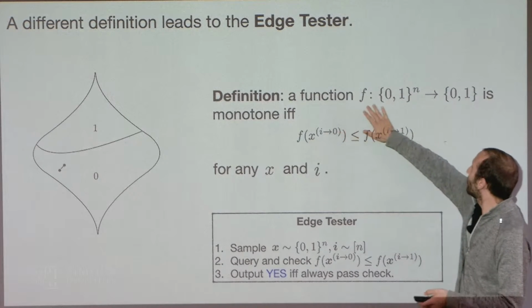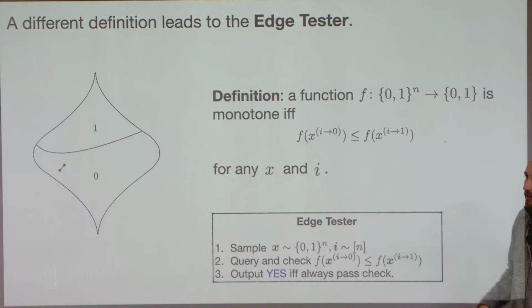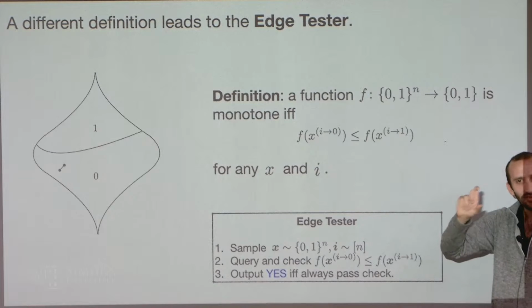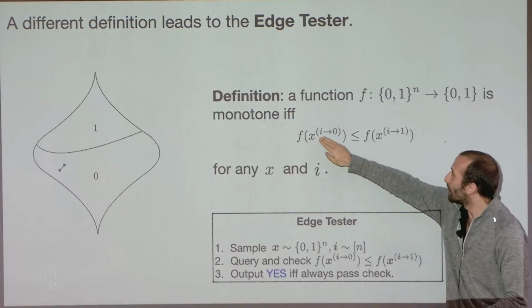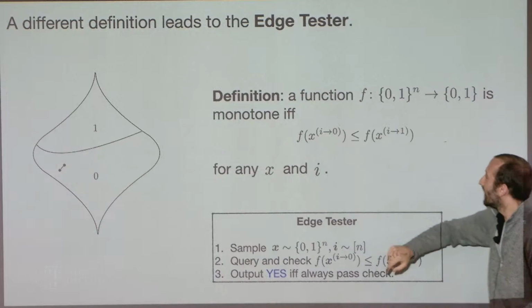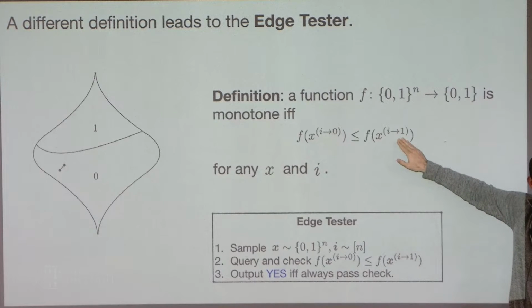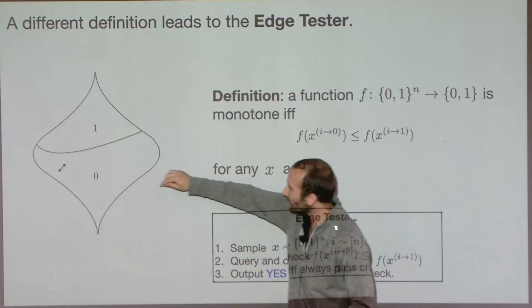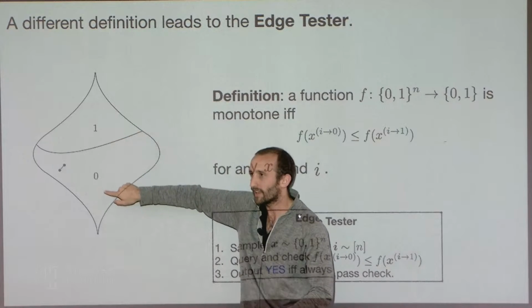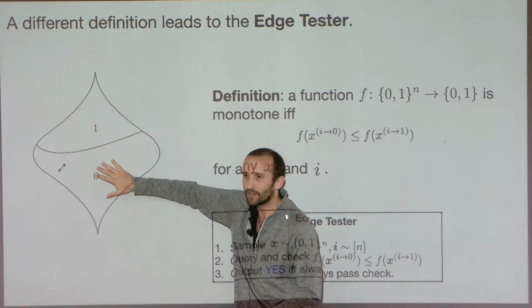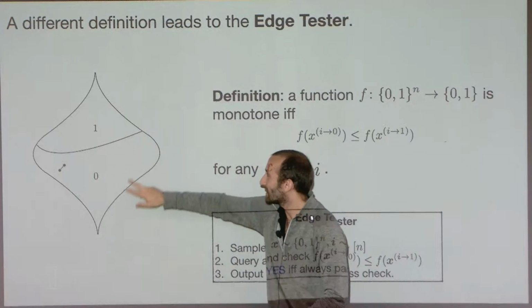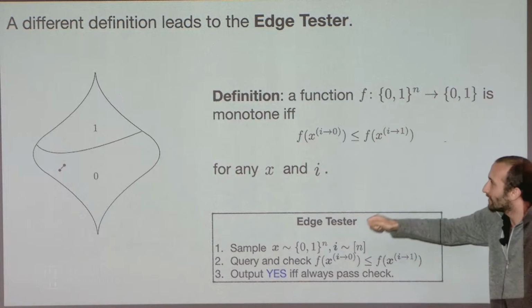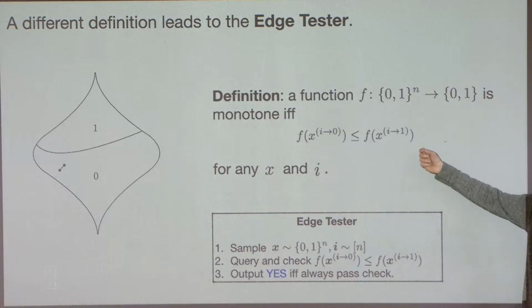A function f is monotone if and only if it suffices to check my condition of monotonicity on two strings: x where the ith bit is set to 0, and x where the ith bit is set to 1, for any x and i. Before, the definition was that for any pair of inputs x and y where x lies below y, the value can only go from 0 to 1. It suffices to take two inputs which differ on a single bit. The reason this is equivalent is that as you walk up, you can never flip from 1 to 0.